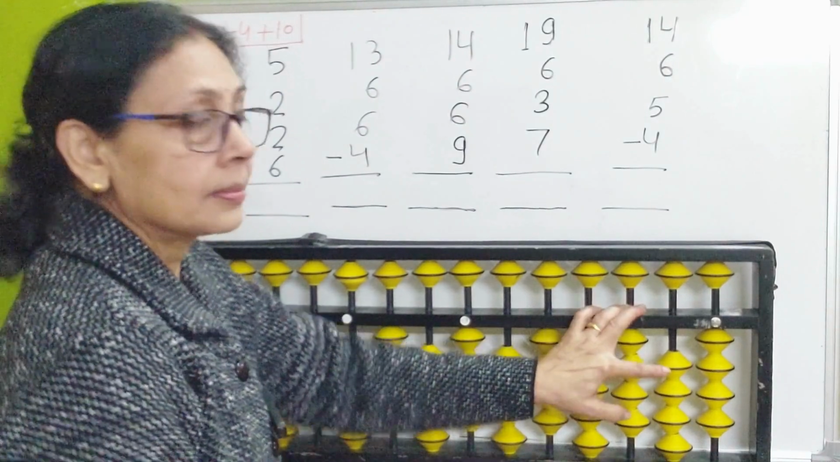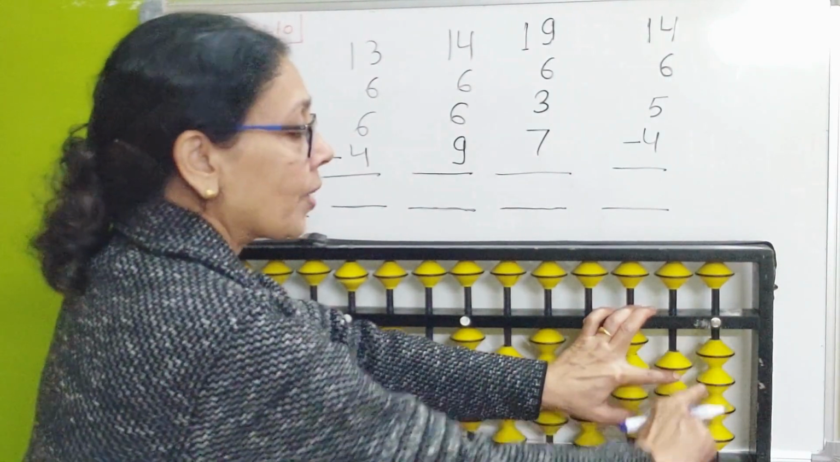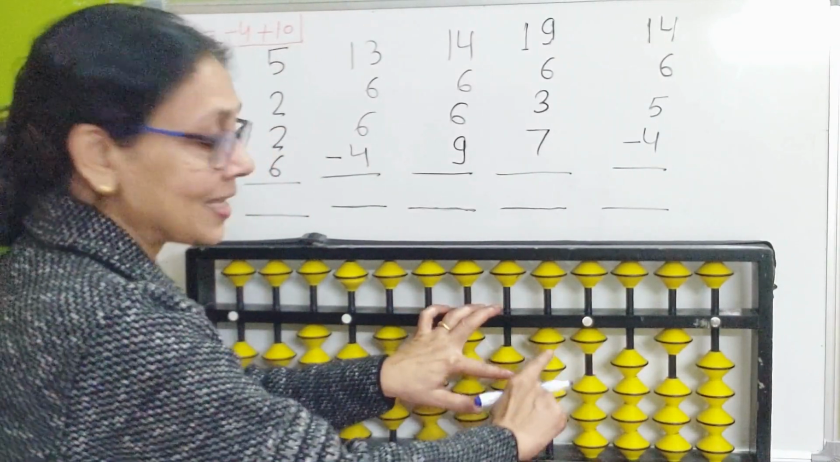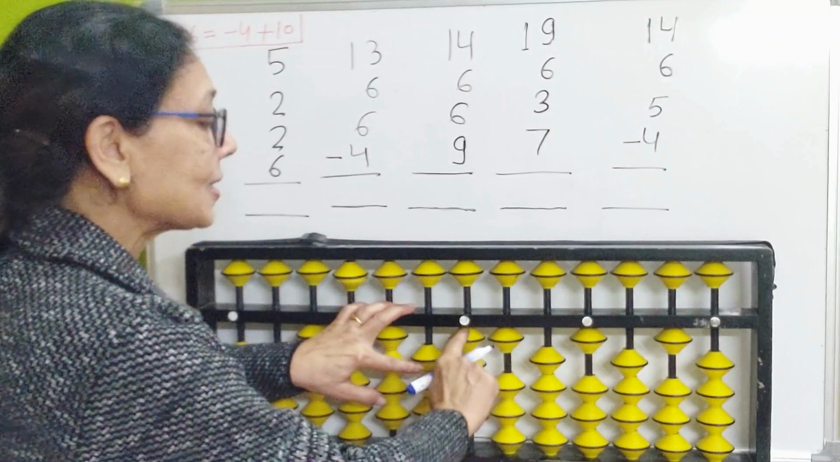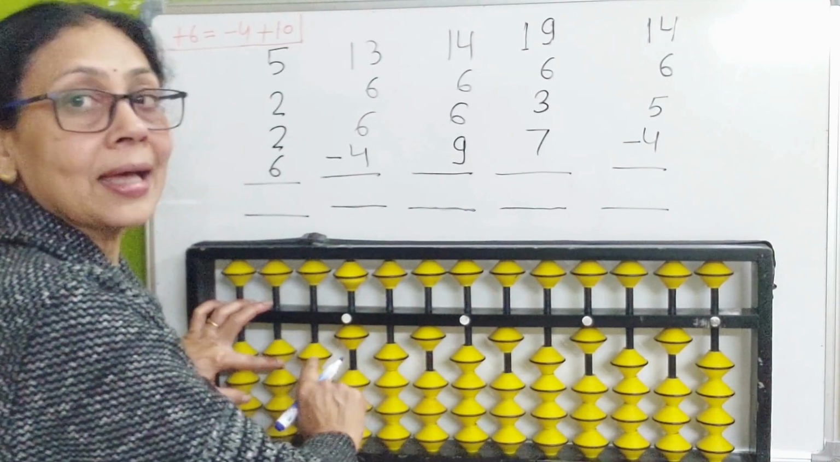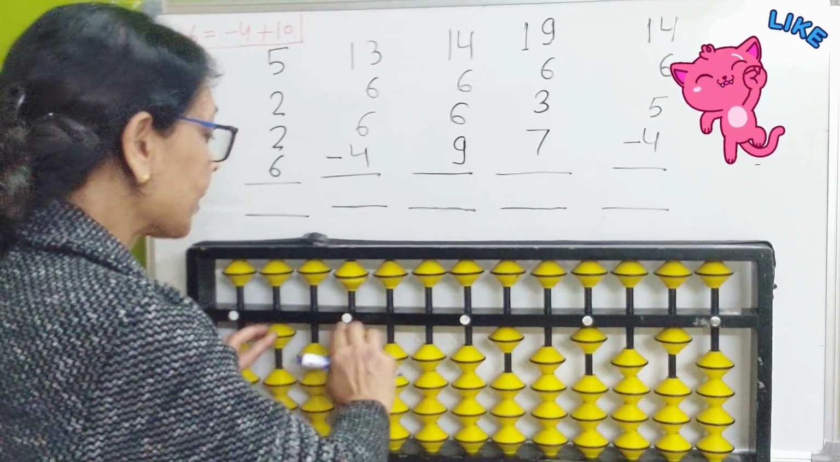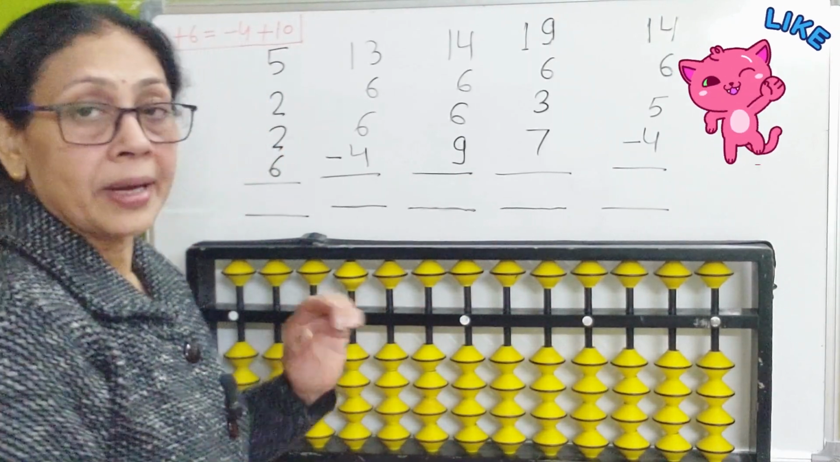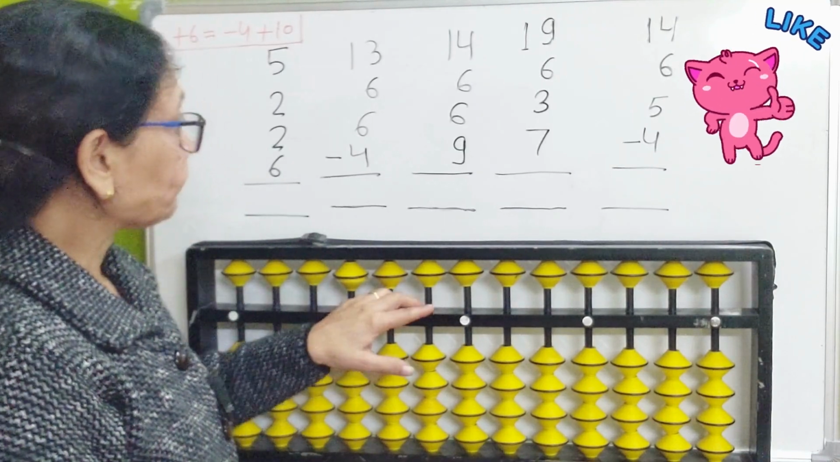Now, add 6 is less 4 add 10. Add 6 is less 4 add 10. Like this, okay? So you have to be alert to maintain your speed also, okay?